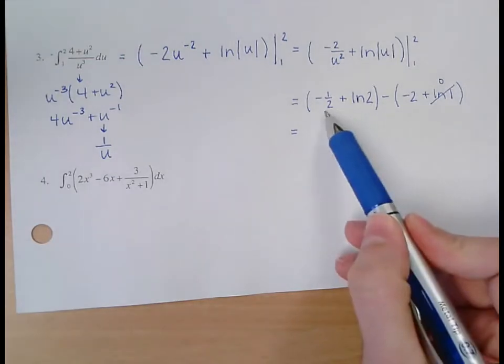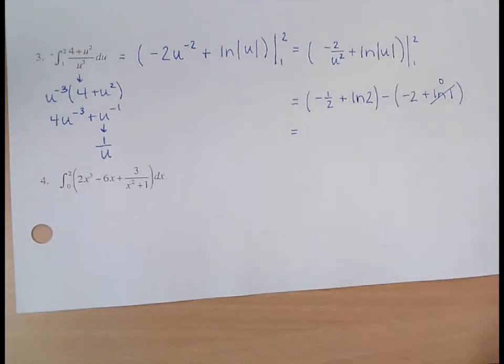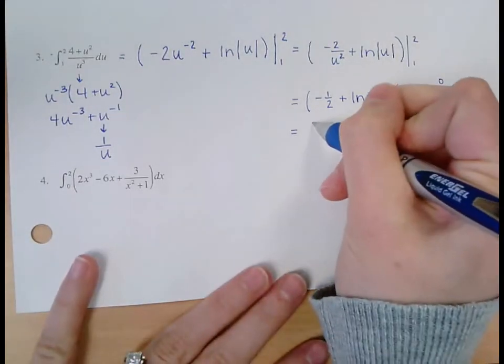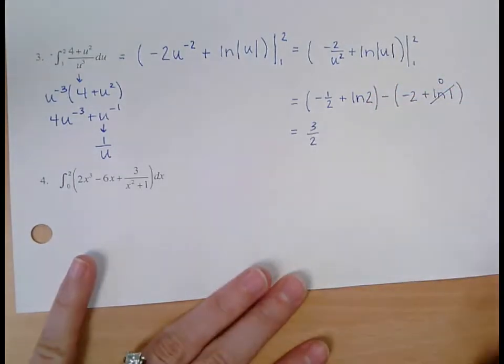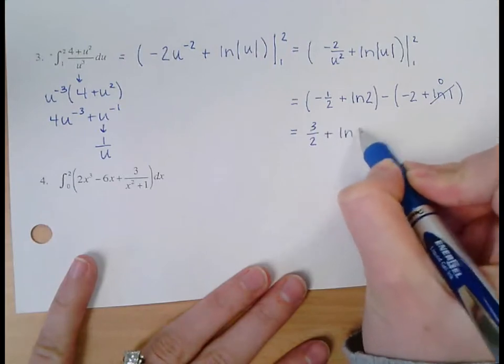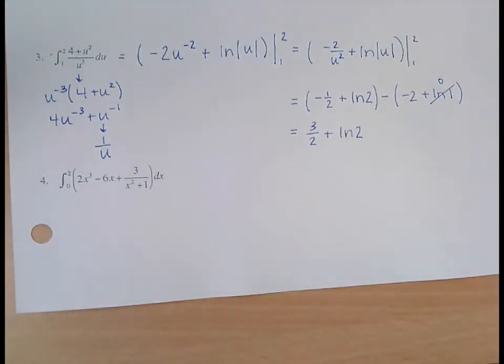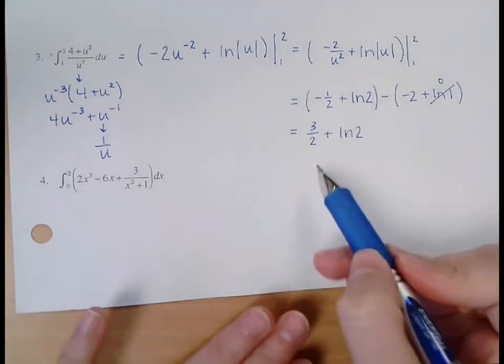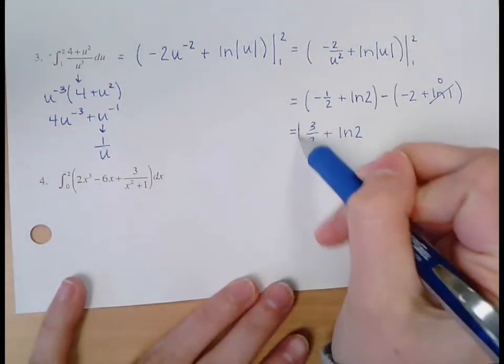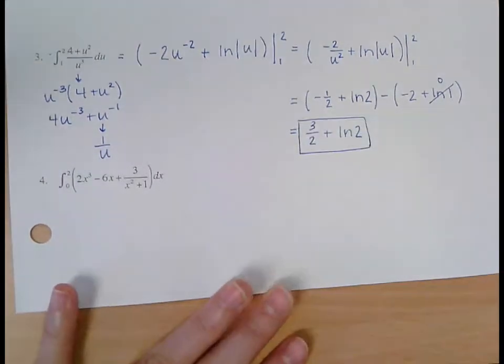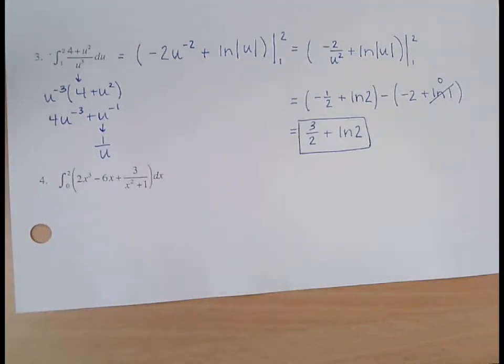So I have negative 1/2 minus negative 2, so negative 1/2 plus 2. And that would be 3/2. And then I still have plus the natural log of 2. So 3/2, or 1.5, plus the natural log of 2 would be the exact answer. So unless you're letting your calculator do the entire thing for you, try to leave your answers in exact form.